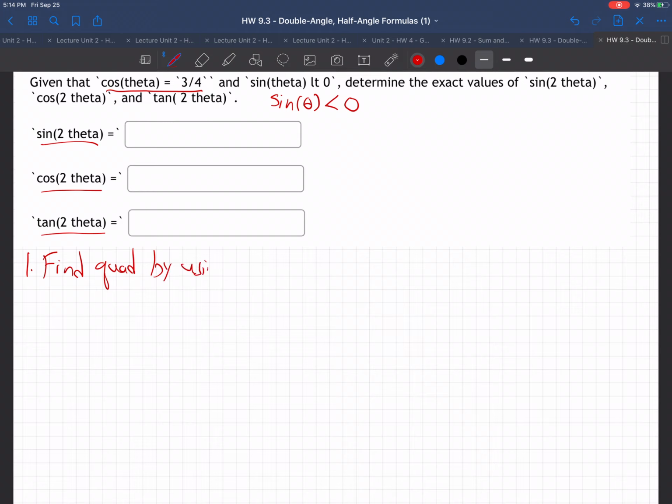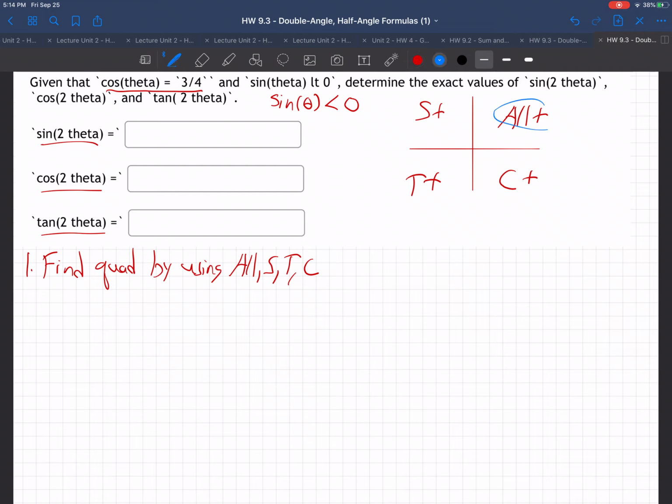by using all students take calculus. What am I talking about? Well, if I come up here, I draw a little coordinate system, and remember how the signs work. All students take calculus, right? That's how you know which trig functions are positive in which quadrants. All six of the trig functions are positive in the first quadrant. S, what does that stand for? Sine, and of course his upside down, which is cosecant, are positive in the second.